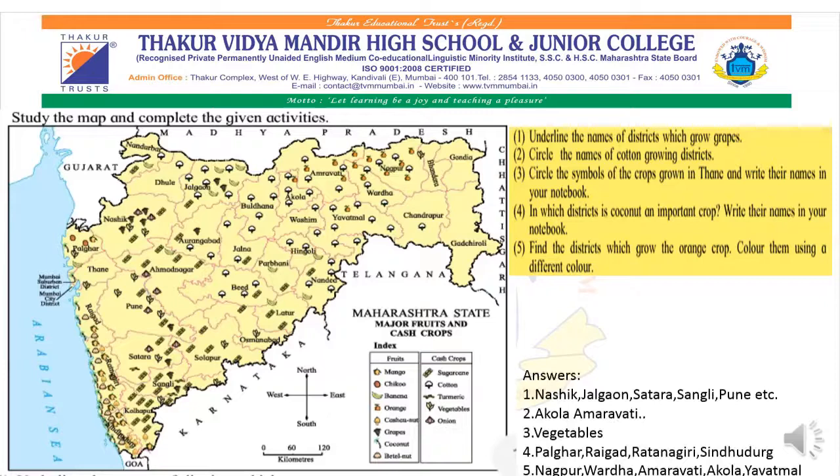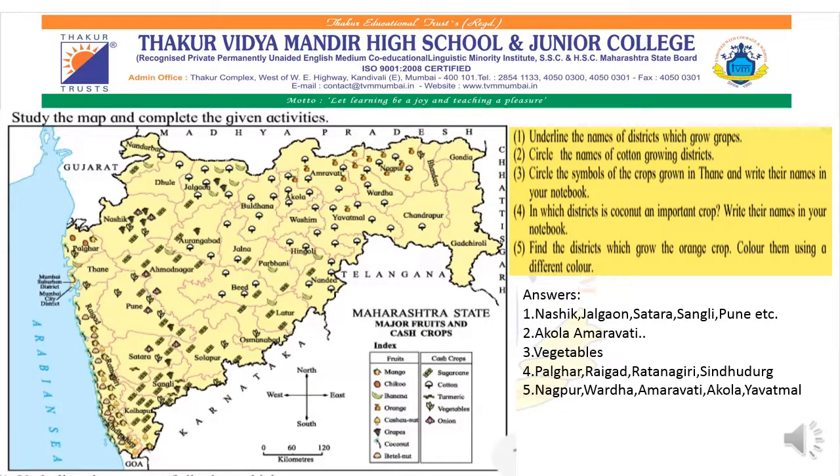Now, question number 1 is underline the names of districts which grow grapes. For this, how to read the map? First, we have to refer to the index. In the index, the grapes symbol is given. So, this symbol is in which district? In Nasik district we can see, in Jalgaon district we can see, in Satara, Sangli, Pune. These districts are growing the grapes.